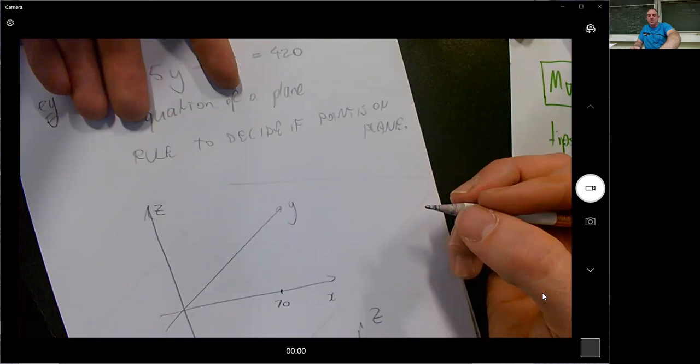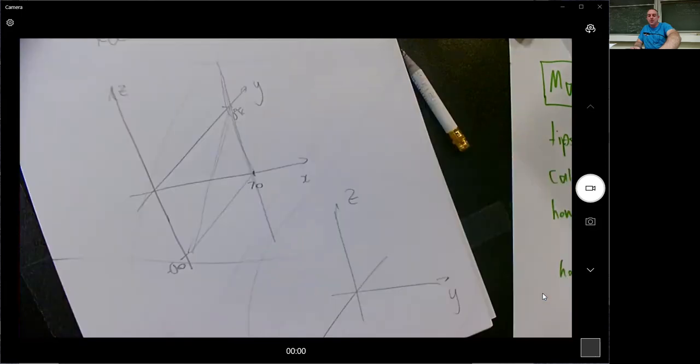So if I want to draw a plane, I need 3 points. To draw a line, you only need 2. To draw a plane, you need 3. And I can figure out where it crosses the axes. So every point on the x-axis has 0 for both y and z. All these points line up with 0 on this axis and this axis. And so if I make y and z both 0, I get 6x is 420, and so x is 70.